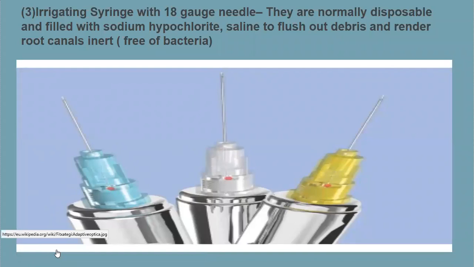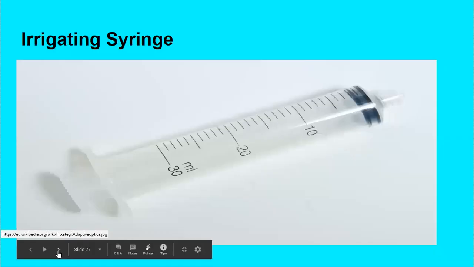Okay, so now you're going to irrigate. Once he gets it all cleaned out and he makes sure he's at the apex, you want to use anything sterile. It has to be sterile. Saline, they can use anesthetic. They can use all different kinds of things. Some doctors even use bleach to flush the canals out.